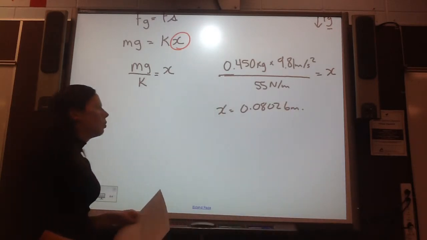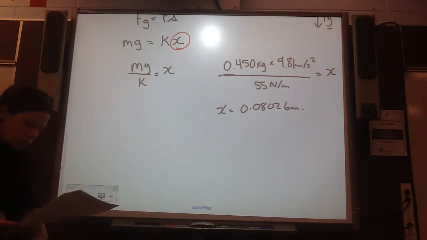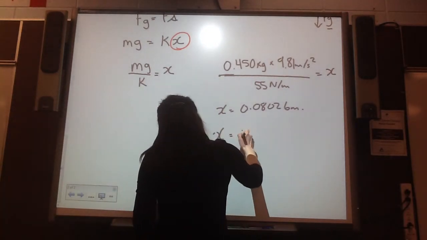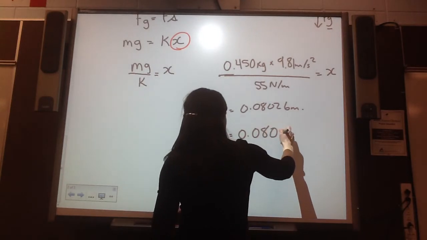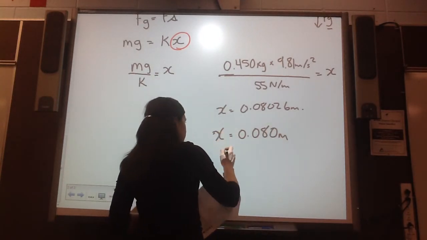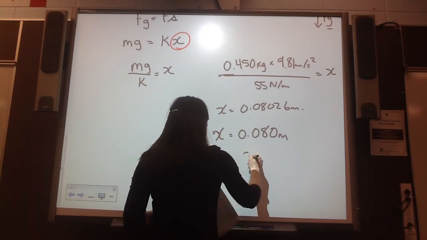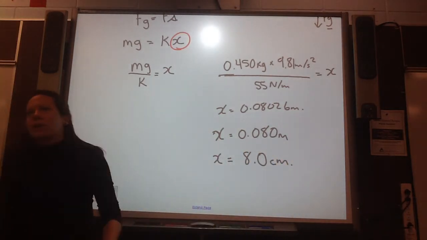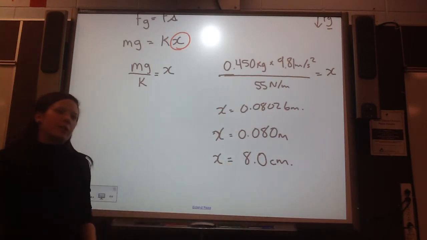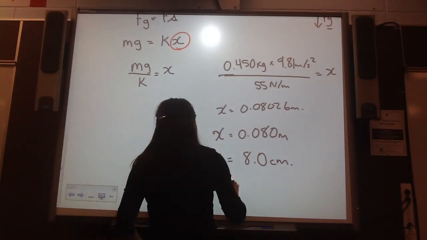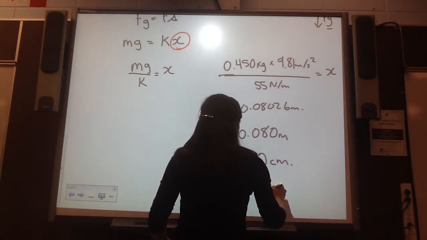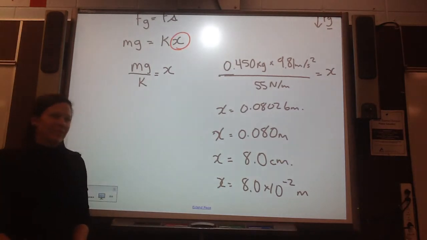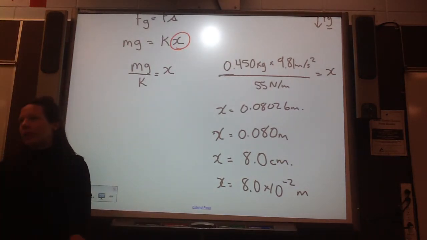So x is 0.0802 meters. To sig figs, we should write it as 0.080 meters, or that's kind of ugly, so you could write it as 8.0 centimeters. Either one is right, but fewer digits for centimeter values. Or you could go 8.0 times 10 to the negative 2 meters. That looks nice too. Whatever floats your boat.